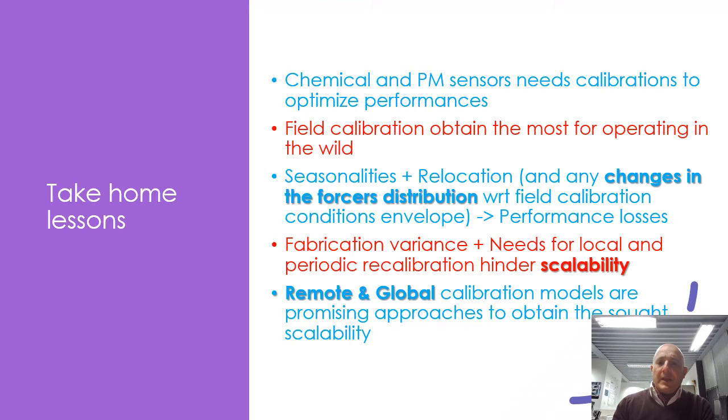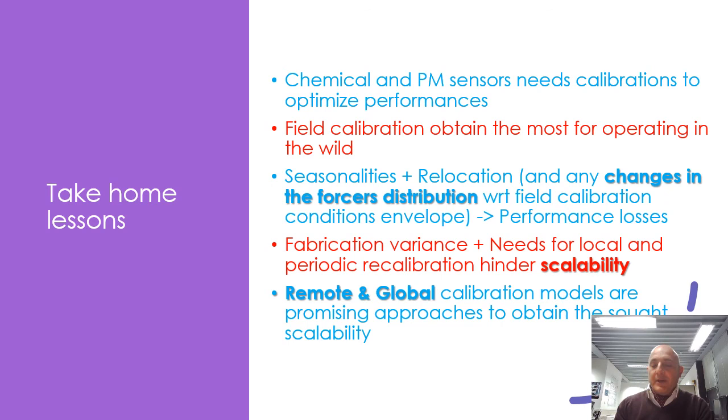So what we have learned in this lesson. Chemical and particulate matter sensors need calibration to optimize their performance. Some of them come with an original calibration which makes them out of the box capable of performing an estimation. Some of them come without this kind of original calibration, so you need to calibrate them anyway. Field calibration currently performs best for operating in real conditions in the wild, but seasonalities and relocation, so any changes in the forces distribution with respect to what was encountered during the calibration, will lead to a performance loss. Furthermore, the fabrication variance and so the need for local and periodic recalibration hinder the scalability.